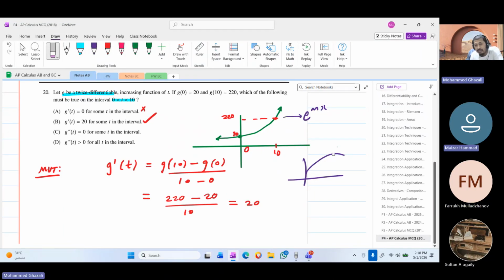No, it cannot be. It has to be concave up. Yeah, it has to be concave up.